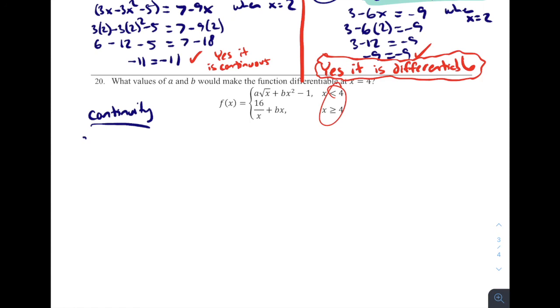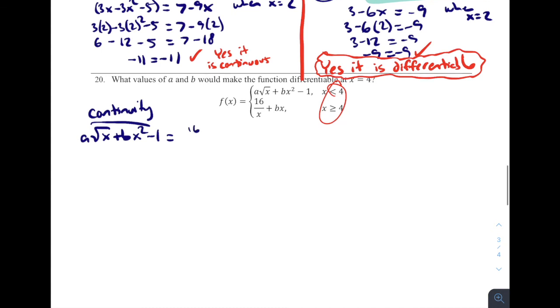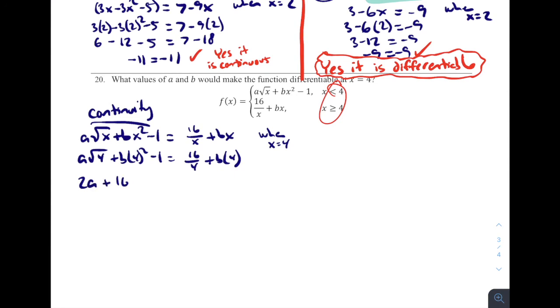So a square root of x plus bx squared minus 1 should equal 16 over x plus bx when x is equal to 4. So let's plug in. We've got a square root of 4 plus b times 4 squared minus 1 is equal to 16 over 4 plus b times 4. If we simplify, that means that 2a plus 16b minus 1 is equal to 4 plus 4b.